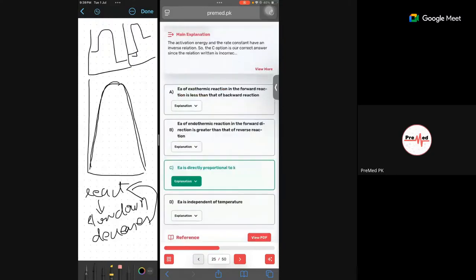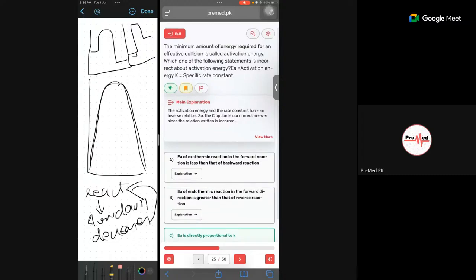E_a is directly proportional to k, meaning activation energy is directly proportional to k, and activation energy is independent of temperature. Well, activation energy is independent of temperature. Is this incorrect or not? Yes, this statement is actually correct, because according to the Arrhenius equation, it is correct. Activation energy has a great role in the temperature stuff. Then we have E_a is directly proportional to k. No, it is not directly proportional to k. The answer will be C.